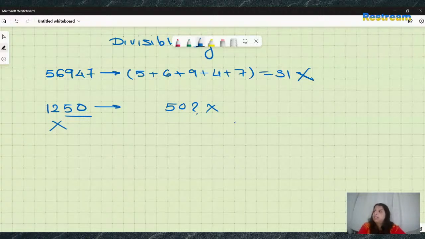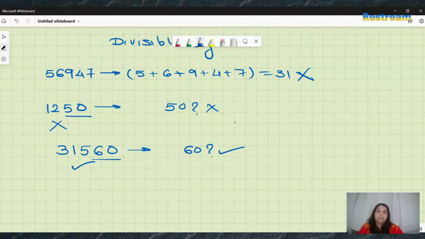Okay. If I take number 31560, now I have to determine whether I will be able to divide this number with a 4. Now let's see. My last two digits are 60. Is 60 divisible by 4? Yes. Then this number is divisible by 4. Okay. So this is how we check our divisibility rules.